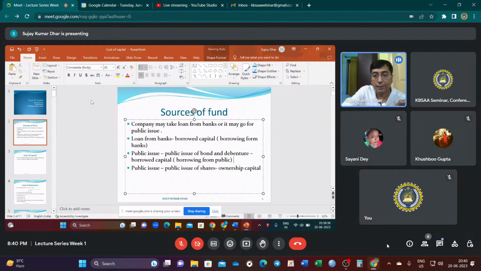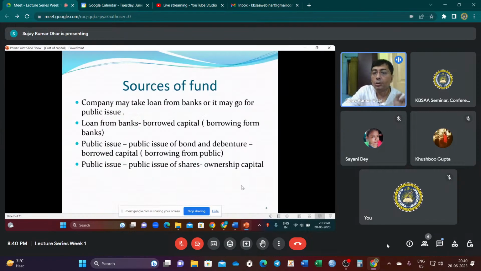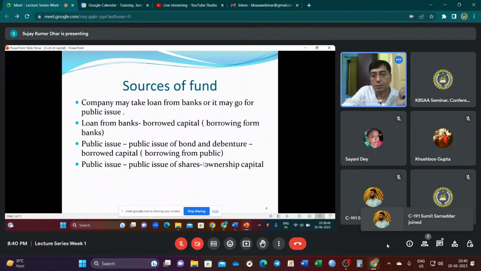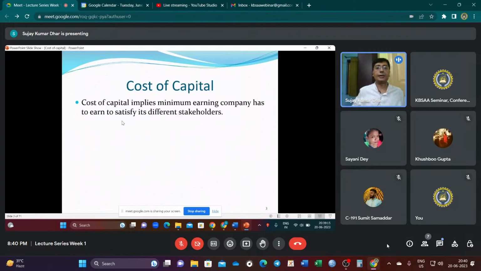Now, when we are talking about sources of fund, debt capital and equity capital, do you think there is any free lunch under the sky? No. So if I raise any capital, be it debt, be it equity, there will be certain cost associated with it. And that is known as cost of capital. In layman language, we can say it is the minimum earning company has to earn to satisfy its different stakeholders.